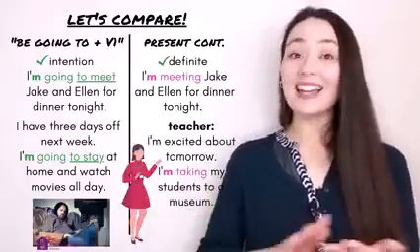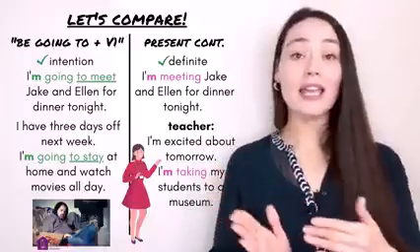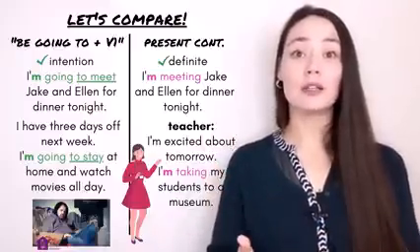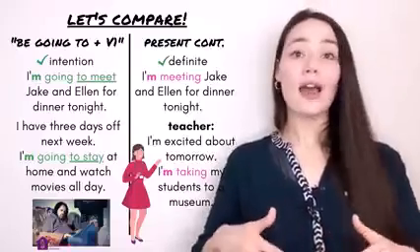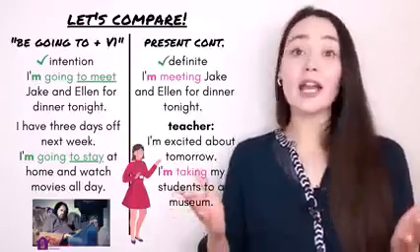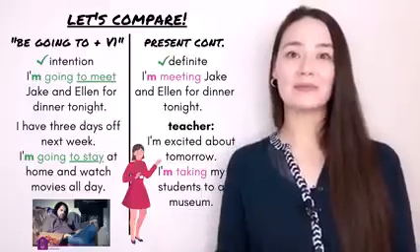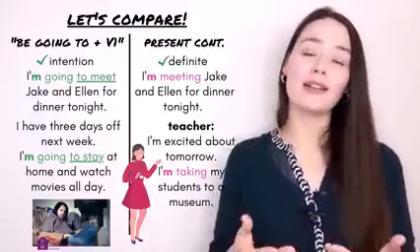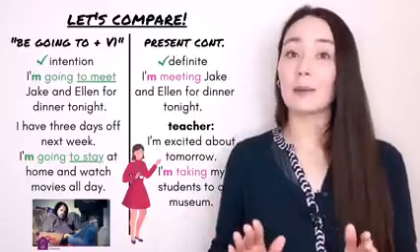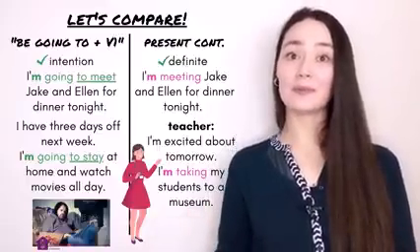Teacher, I'm excited about tomorrow. I'm taking my students to a museum. Here the present continuous is more definite. I have my lesson planned, and I know the museum I'm going to. You might hear someone use will for a future plan, but it's generally not the accepted form.